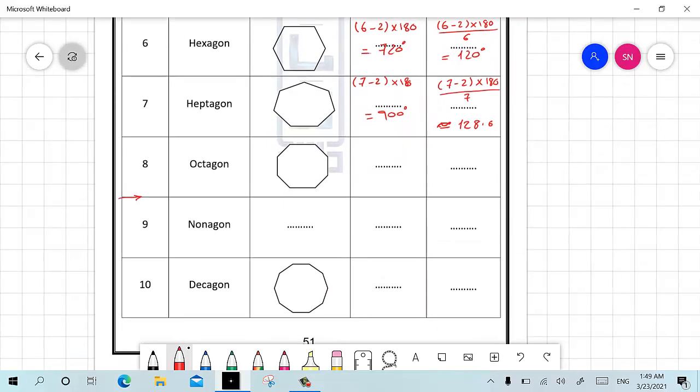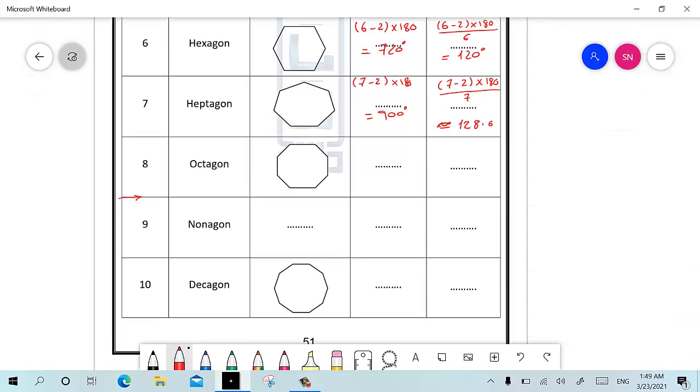Going now for number 8, an octagon. An octagon is an 8-sided polygon. So to find the sum of all the interior angles, I'm making 8 minus 2 times 180. This is equal to 1080 degrees. To find one interior angle, 8 minus 2 times 180 divided by 8, and this is going to equal 135 degrees.